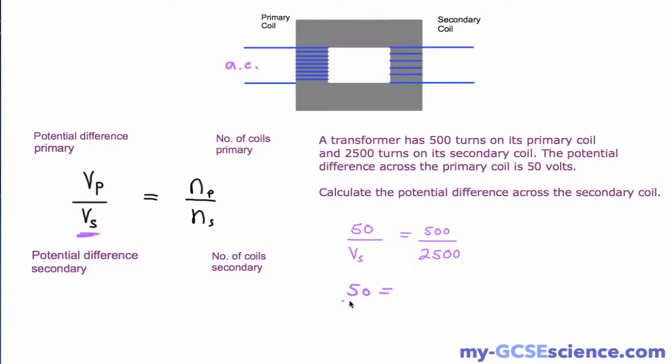50 over Vs equals 0.2, and if you're good at maths, which you do need to be a little bit in order to do these sums, you can rearrange, so we have Vs is 50 over 0.2, and the answer then is 250, and it's the voltage or the potential difference across the secondary coil, so it's 250 volts. So we can see we've gone from 50 volts up to 250 volts. This is a step-up transformer.